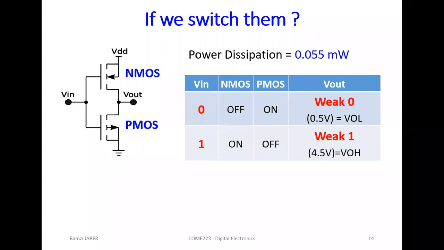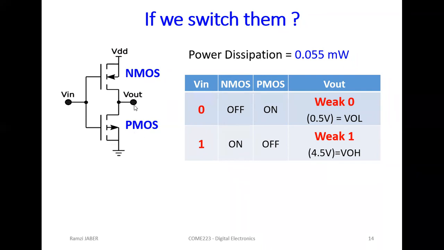Now if we switch them, if we put NMOSFET at the top, PMOSFET at the bottom, we break the golden rule of the CMOS. Okay, if we switch them, what happens? For 0 input, NMOSFET will be off, PMOSFET will be on. This circuit is not an inverter, because for input 0, the output is 0, weak 0.